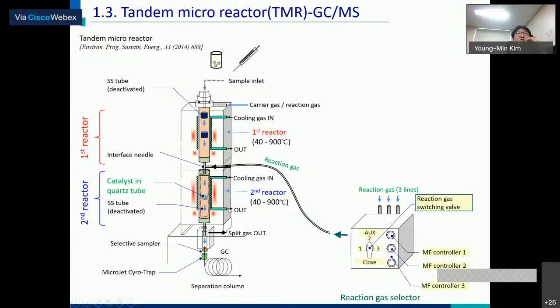Also, some researchers want to do the experiment together with model components, like guaiacol, a lignin pyrolysis model component. In this case, your sample will be in liquid form. So you can inject the sample via this kind of syringe. And by spiking, the sample will be vaporized, and almost similar catalytic upgrading reactions can happen in the second reactor.